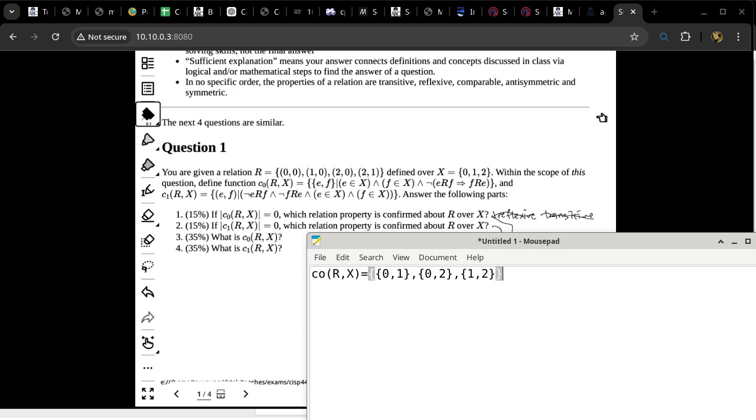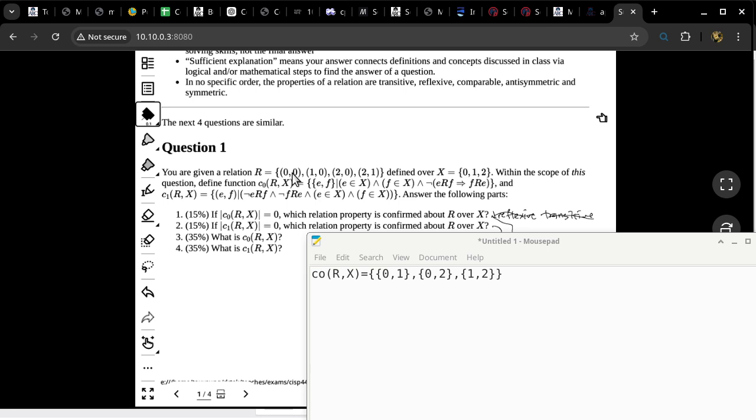Okay, first of all, does that make sense? Is that okay? So then what do we do? Well, you just cross out the ones that do not fit the third requirement. This is the first requirement: E has to come from X. Second requirement, the other element has to come from X. And then the last one is that ERF implies FRE has to be false under how R is defined. So R is defined like this, for this particular one.